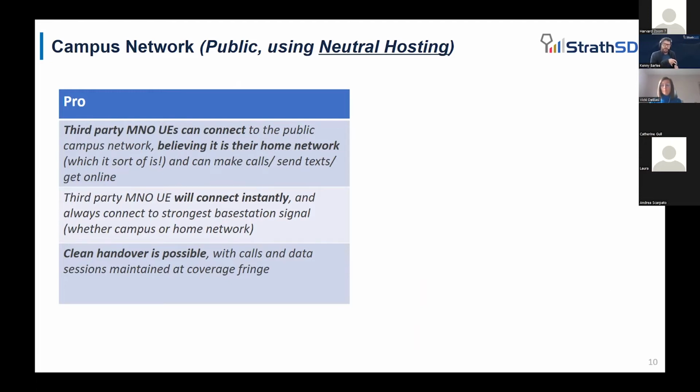There's frameworks in place to allow the user to basically be passed between your base station and the operator's base stations. So as someone leaves that coverage fringe and then transitions between the networks, they can maintain calls and texts and data connections and all that kind of stuff.